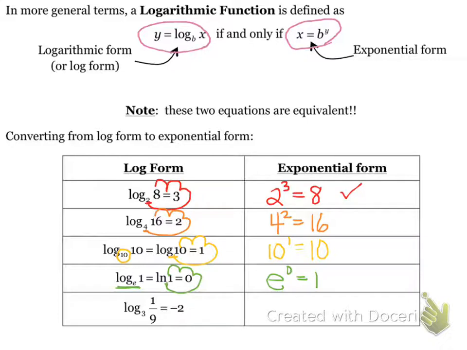And our last, we're going to start with a base of 3. 3 to the negative 2 equals 1 over 9.